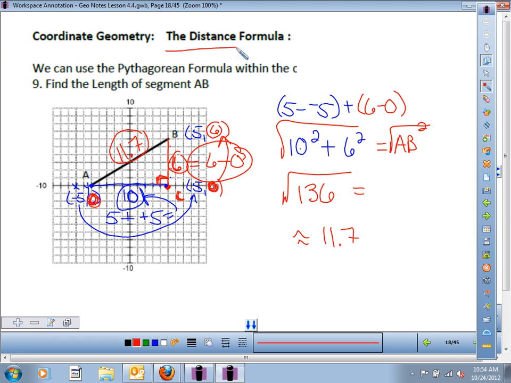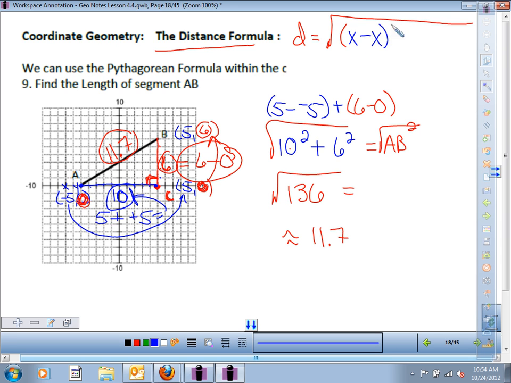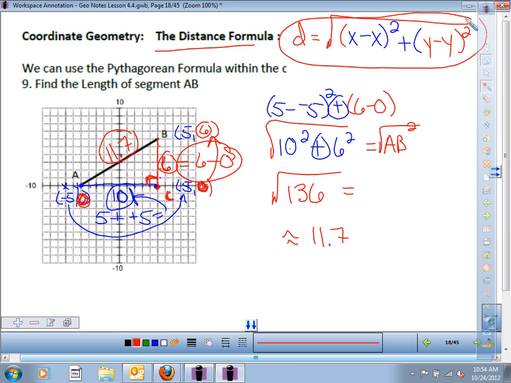Now I want you to jot this down nice, big, and beautiful. The distance between 2 points in the coordinate plane is the square root of, we're going to take both my x's, subtract them, and then square it, just like I did here. And then I'm going to add to that, just like I did here, my y's, subtract those two, and then square it. So here is the distance formula. You need to jot that down nice and big right on your sheet.